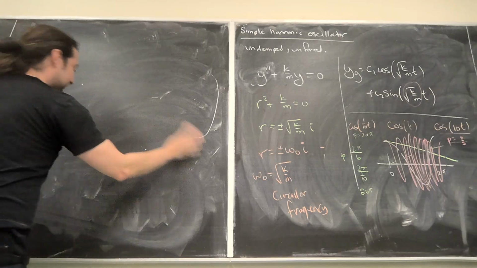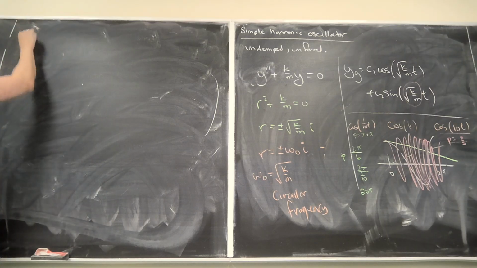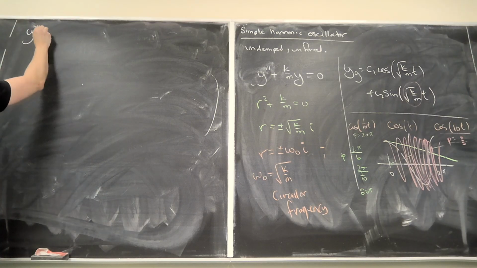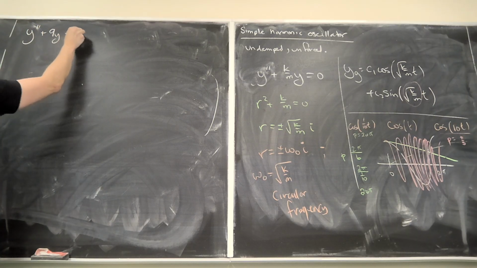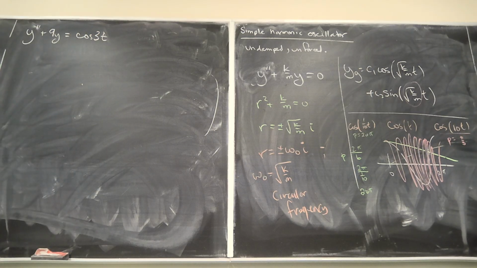So somebody comes along and says, okay, well, we're not in chapter 8.3 anymore. Now we're in chapter 8.5. So I'm going to write down an 8.3 problem: y'' + 9y = cos(3t). And I want you to think about that physically this time. Not just from a mathematical, solve-the-equation standpoint, but physically.